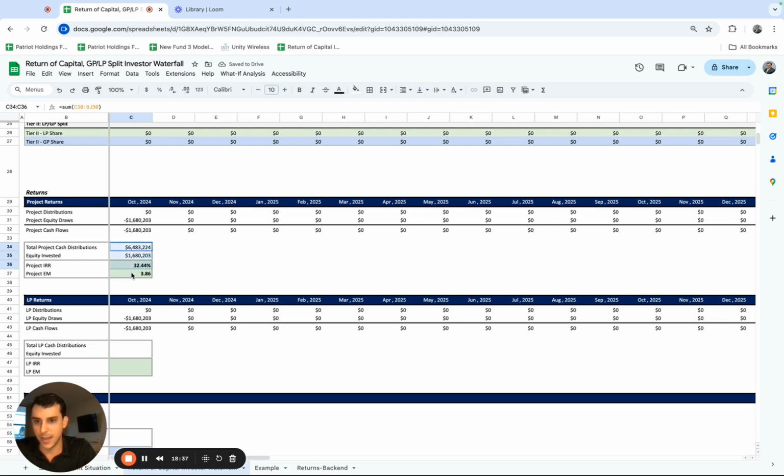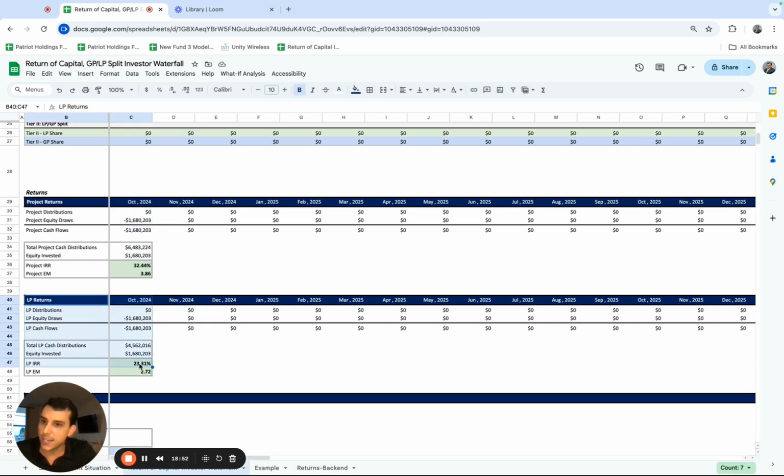Now I'm just going to copy paste this and see if this works. Okay, this is pulling the correct LP distributions. This is pulling the exact cash flow. This is pulling correctly, perfect, and this is pulling. All I did, guys, was copy and paste. Since it's in the same format, it worked.